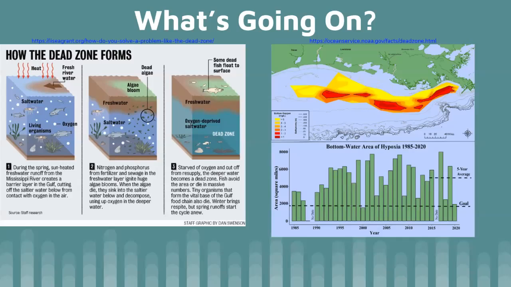The graph below it shows the area of this dead zone since 1985. Years with exceptionally small sizes can be traced to hurricane storm systems moving through the area and the wave action adding oxygen to the water and reducing the size of the dead zone.